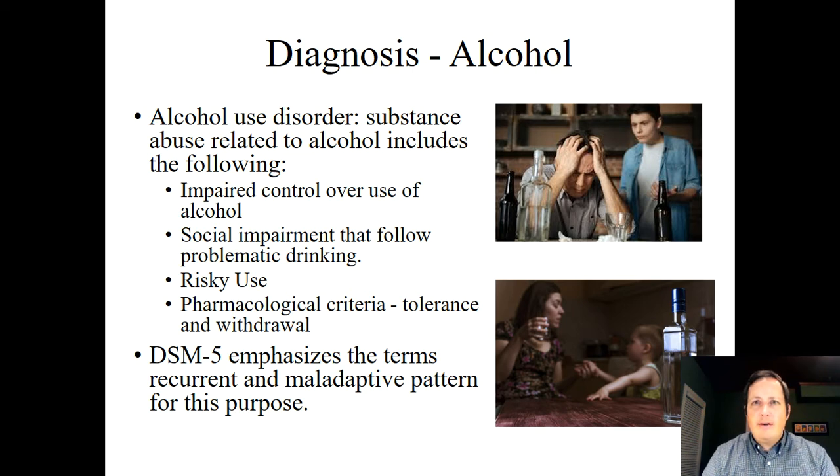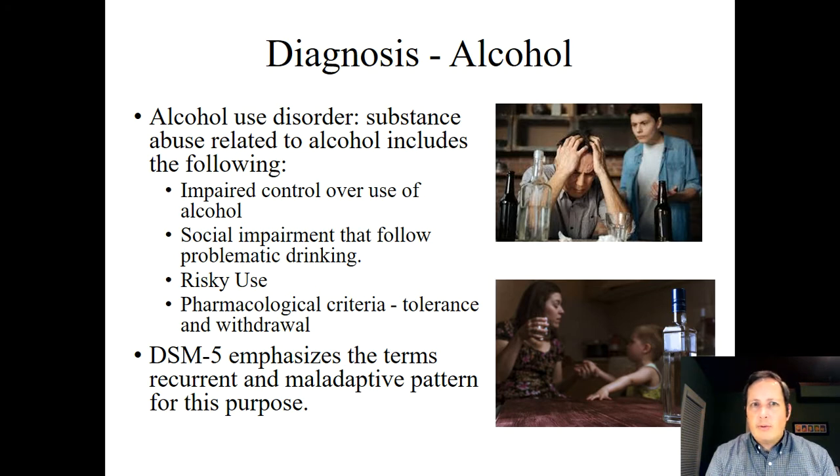So not surprising here, this is going to have the negative impact that we talked about throughout the last few modules and really throughout our semester in regards to criteria. That impact on socialization is a key indicator for an awful lot of the disorders that we talked about. Obviously, not all of them, but for quite a few. The risky use, so people will go out of their way and put themselves or others in danger in order to be able to use. And then the pharmacological criteria, which goes back to the tolerance and withdrawal that we talked about in the earlier modules.